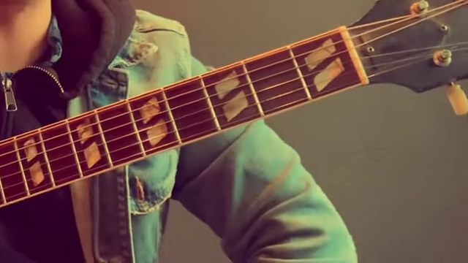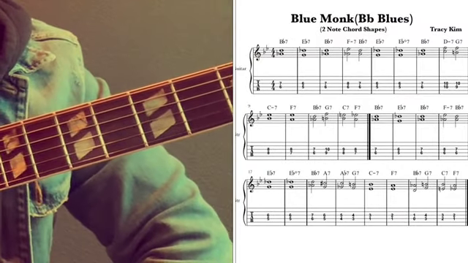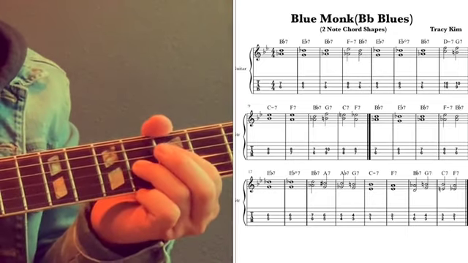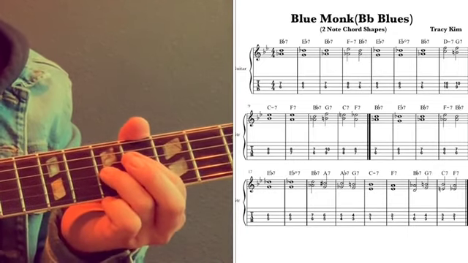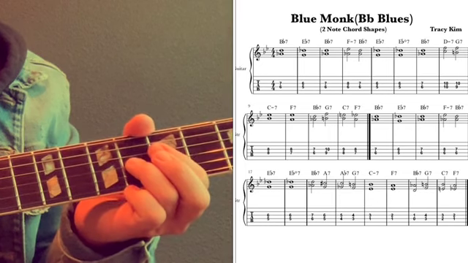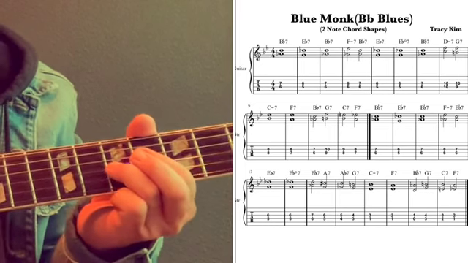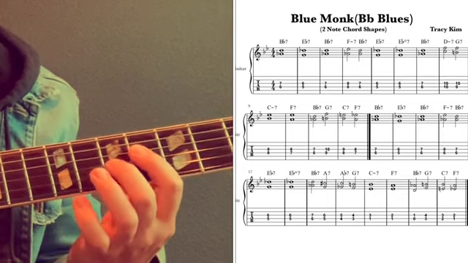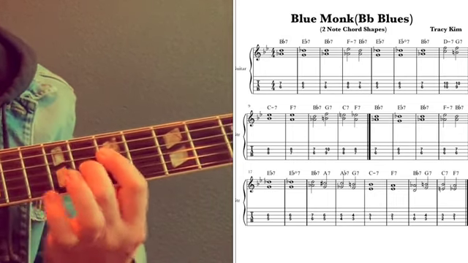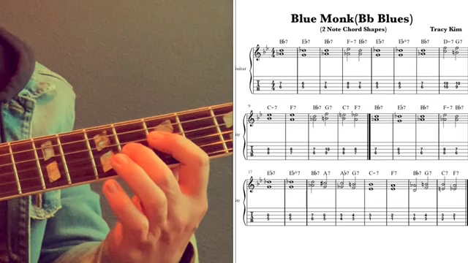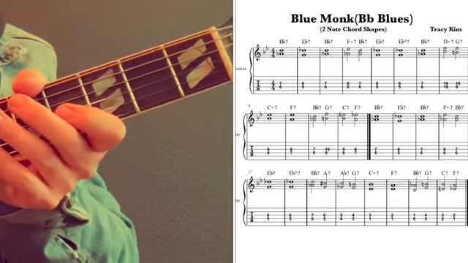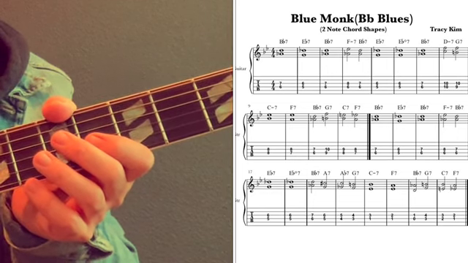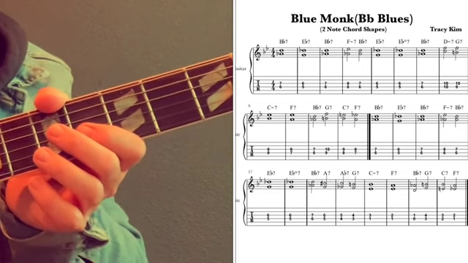I have a worksheet that I sent out if you're wondering about some of these chord voicings. It was actually just for 2-note shapes, which I call kind of the Grant Green style of comping. So if you want to know more about that style of comping a la Grant Green, please look at it, it's under Blue Monk. It says Blue Monk 2-note shapes.